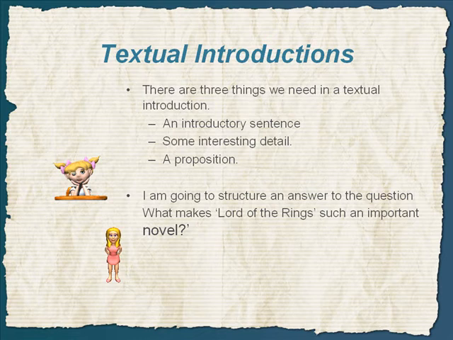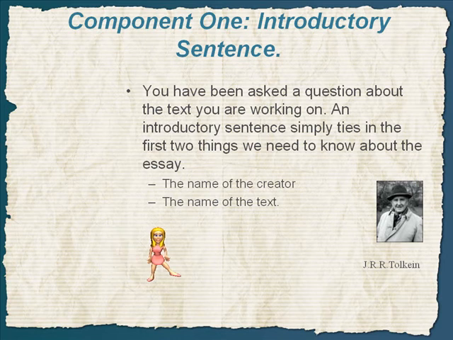There are three things we need in a textual introduction: an introductory sentence, some interesting detail, a proposition. I have already written an introductory sentence in response to the question, what makes Lord of the Rings such an important novel? You have been asked a question about the text you are working on, in this case, Lord of the Rings, and an introductory sentence simply ties in the first two things we need to know about the essay: the name of the creator and the name of the text.